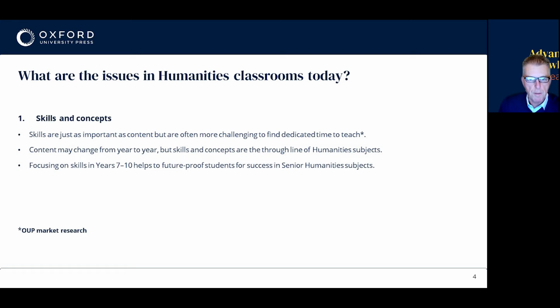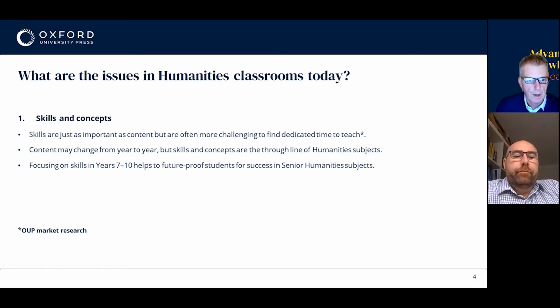So what are the issues in humanities classrooms today? Skills and concepts. Skills are just as important as content, but are often more challenging to find dedicated time to teach. Content may change from year to year, but skills and concepts are the through line of humanities subjects. Focusing on skills in years 7 to 10 helps to future-proof students for success in senior humanities subjects. That's very important.